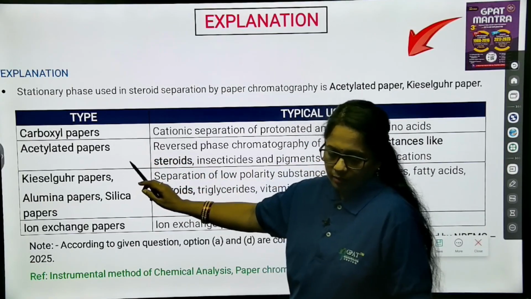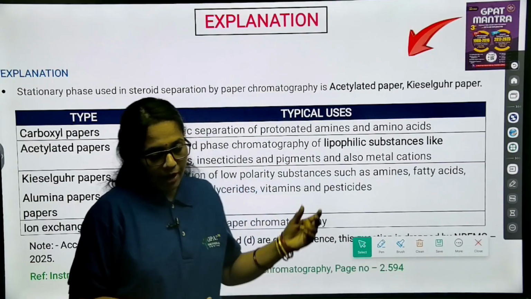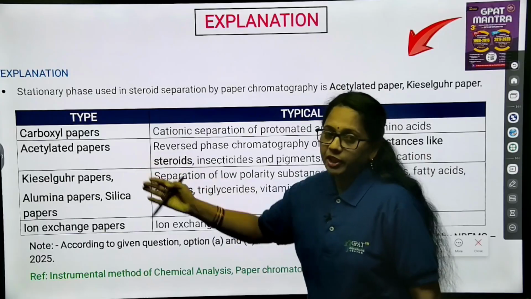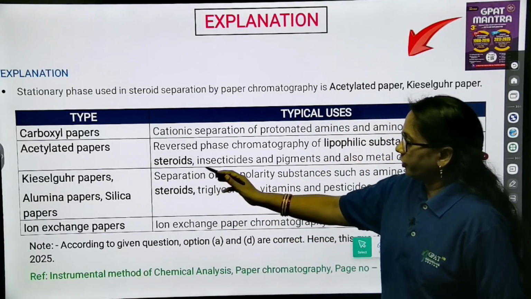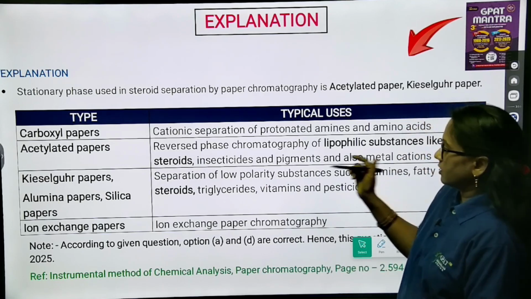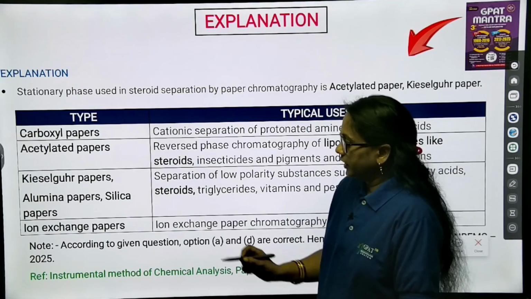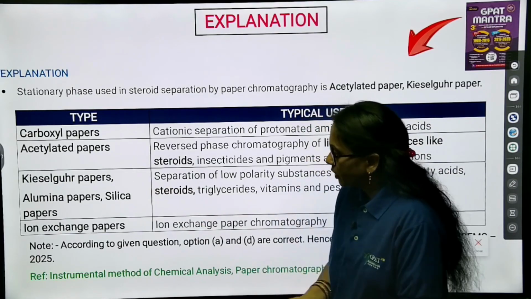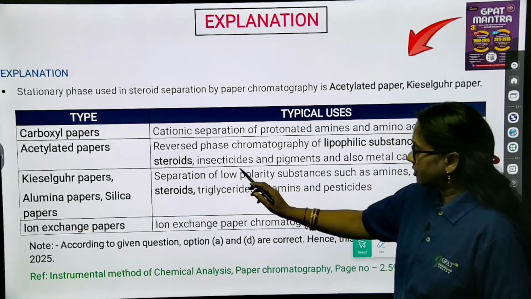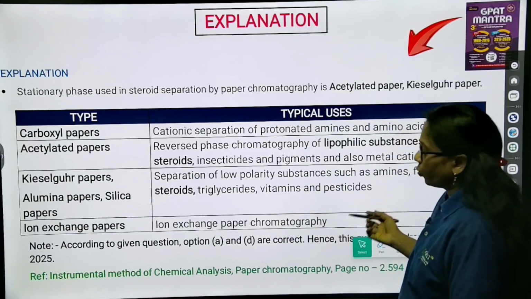Carboxyl papers are especially used for the cationic separation of protonated amines and amino acids. Acetylated papers are preferred majorly in reverse phase chromatography. Lipophilic substances like steroids, insecticides and pigments are also separated. Kieselguhr papers, aluminum papers and silica papers are used for fatty acids, low polarity substances, triglycerides, vitamins and pesticides.